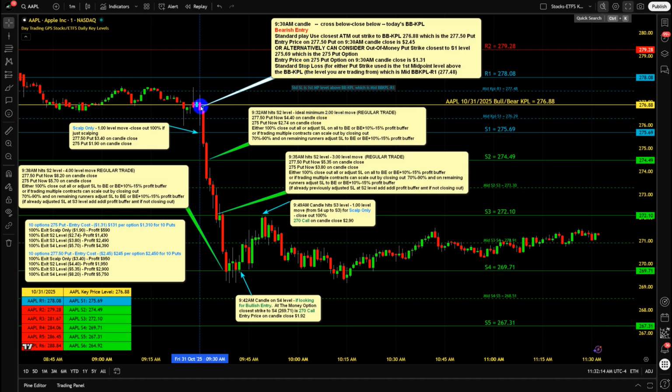So on this 9:30 a.m. candle here, as you can see, it tries to push above. We have this wick here. It crosses back below and closes below today's bull bear key price level. So that is your bearish entry signal if you wish to take this 9:30 a.m. trade.